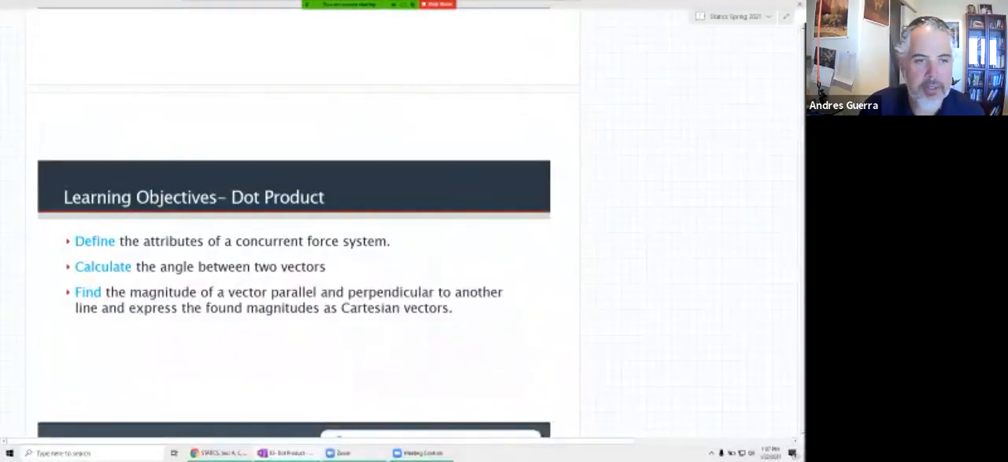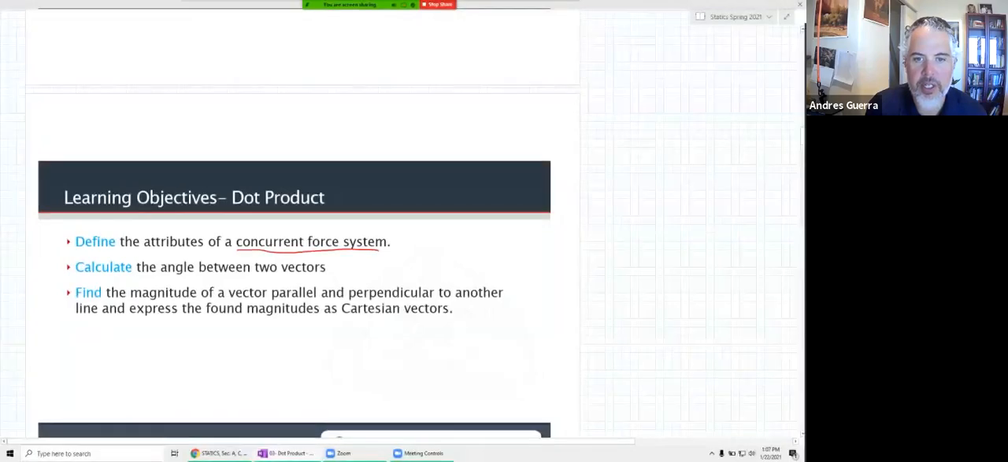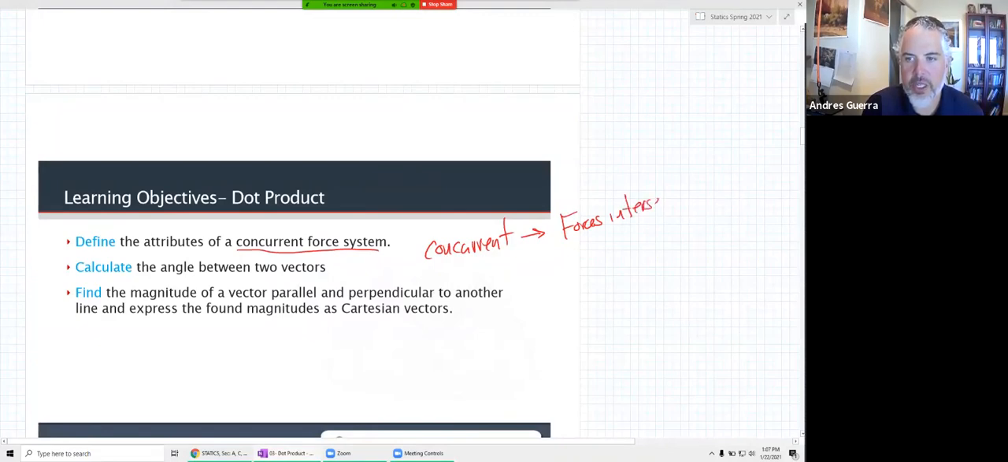The learning objective here is to define the attributes of a concurrent force system. All that a concurrent force system means is just like it sounds. If it's concurrent, it means the forces intersect. And so the lines of action have to intersect somewhere. And then we can do two things with the dot product. And we're going to focus on these two things for statics.